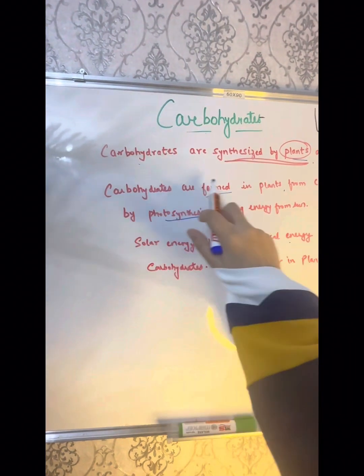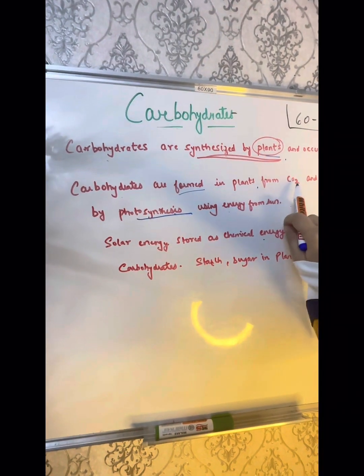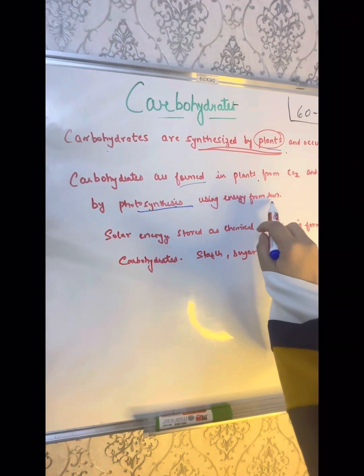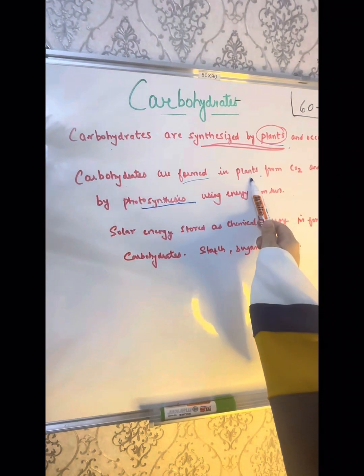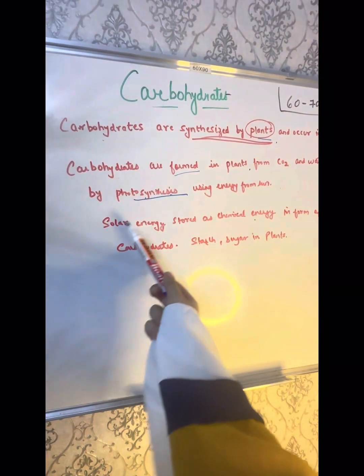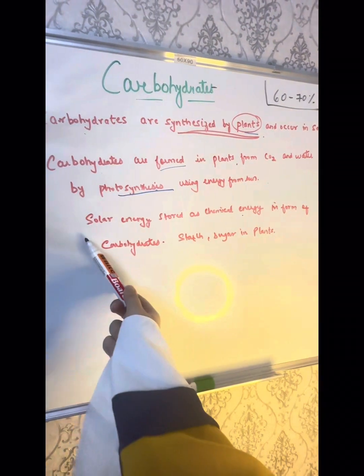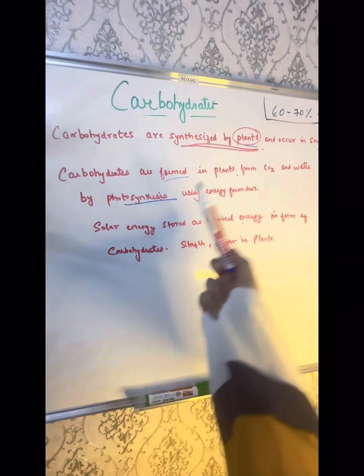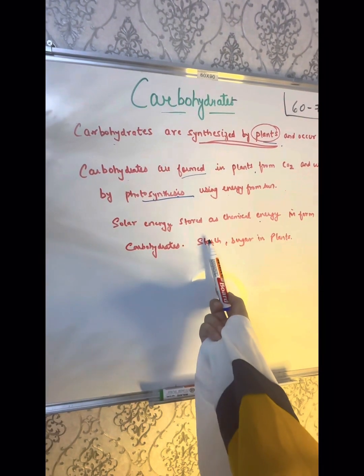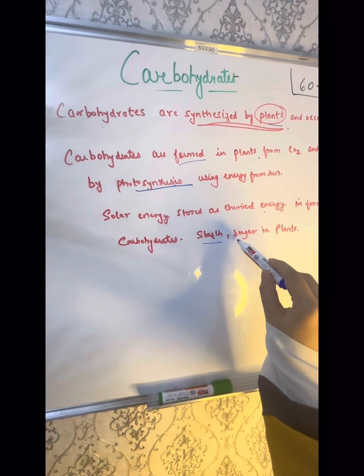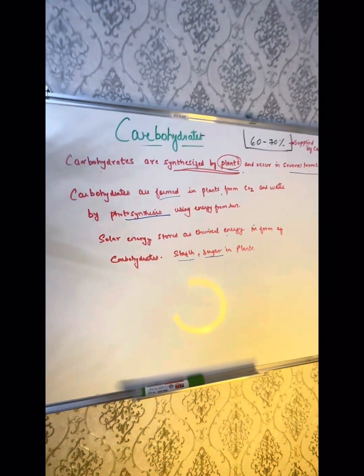Here you can see carbohydrates are formed in the plants from carbon dioxide and water by the process of photosynthesis, by using the energy from the sun. They are formed in the plant. Solar energy, or you can say energy from the sun, is stored as chemical energy in the form of carbohydrates. And then they have given starch and sugar in plants. Starch is found in plants, and sugar is also from the plants.